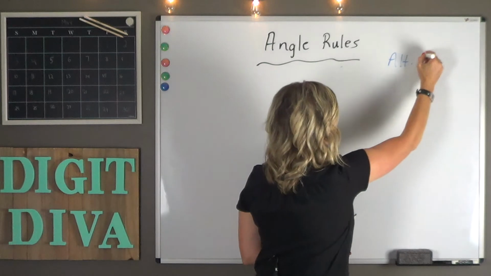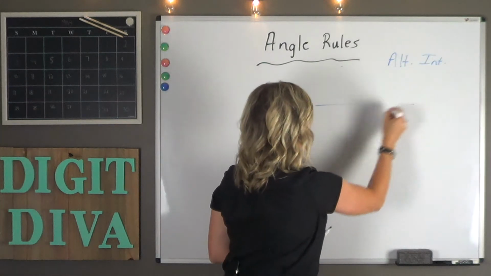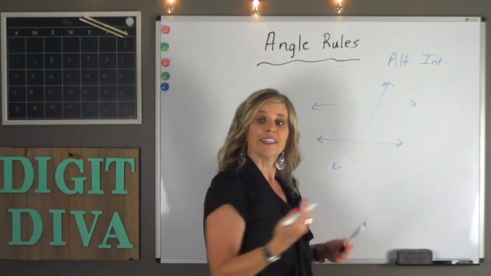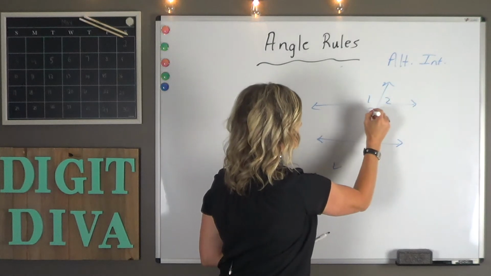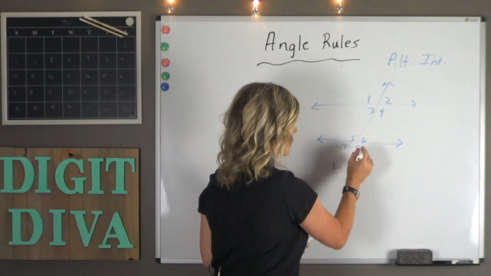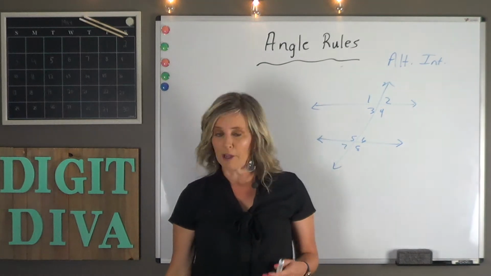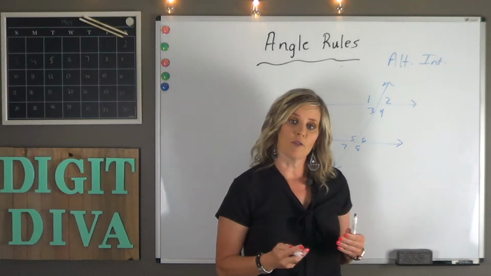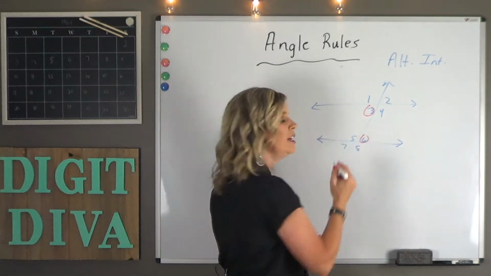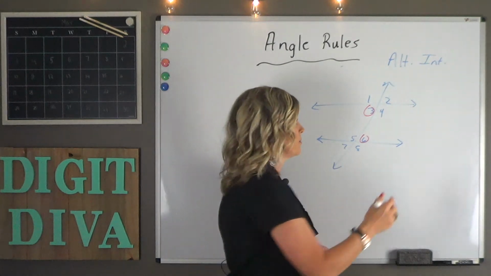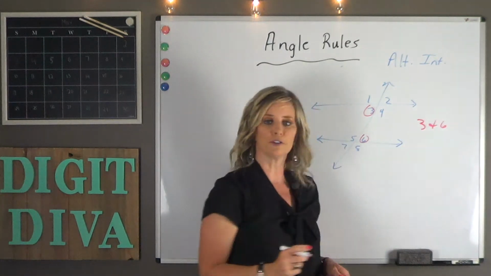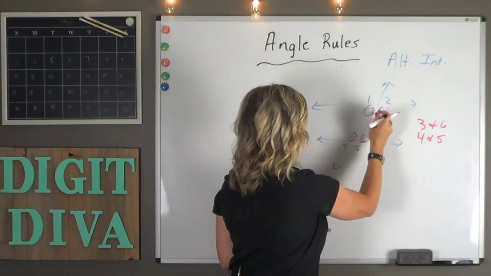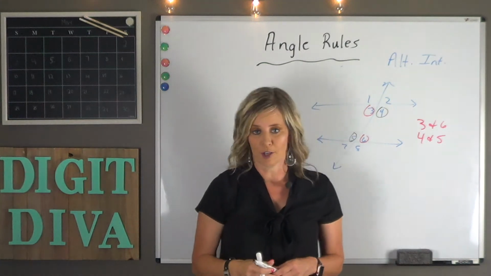So alternate interior, and I'm just going to abbreviate a little bit. So 2 parallel lines cut by a transversal. Again, that is going to give us 8 angles. 1, 2, 3, 4, 5, 6, 7, 8. So interior, think about your interior doors. Those are on the inside. Interior would be on the inside of the parallel lines, so like 3 and 6, but on the opposite side of the transversal. So angles 3 and 6 are alternate interior angles. Angles 4 and 5 are alternate interior angles, and they are also congruent.